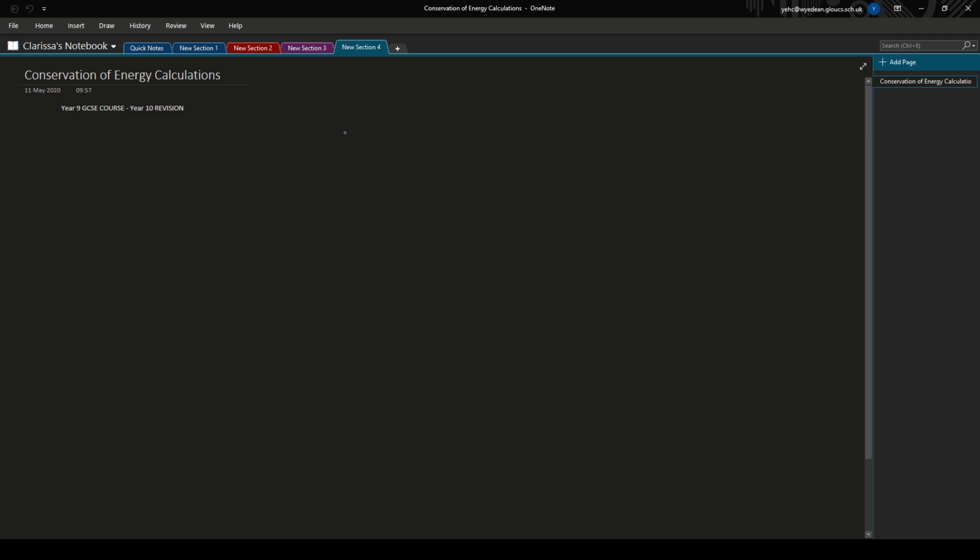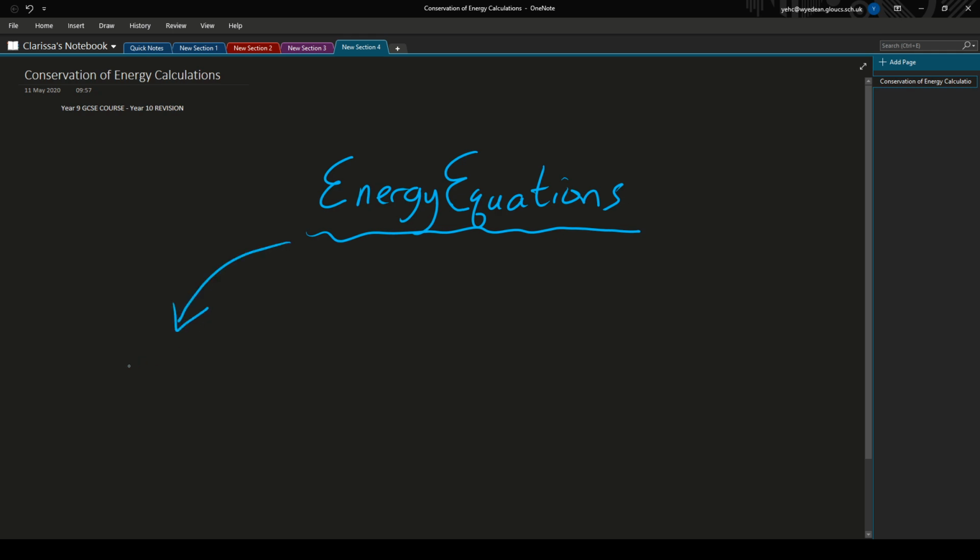And remember, there's some formulas that you've got to memorize as well. So there's a few energy equations. So we had the gravitational potential energy equation. Remember, gravitational potential energy is all to do with height from the ground. Then we had the kinetic energy equation, which is all to do with the energy stored in a moving object.